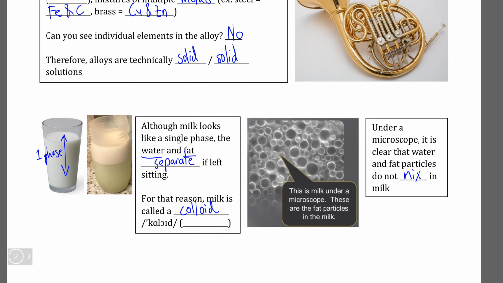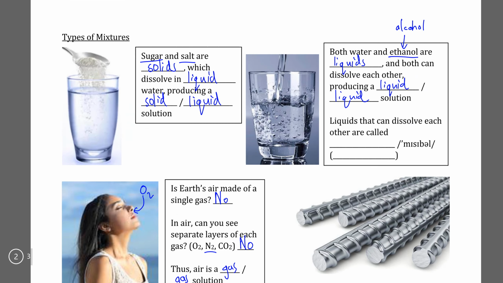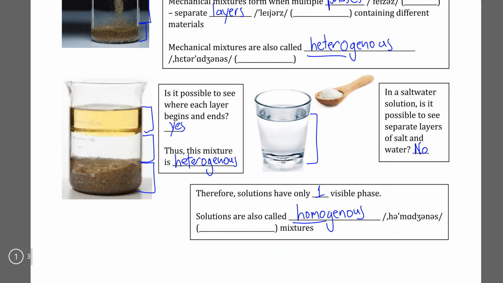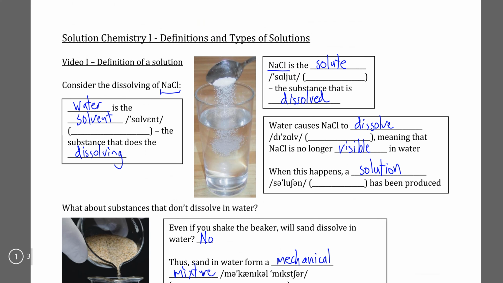In the next video, we're going to look at one of the different types of reactions that is used in order to form some of the more common solutions that exist in our day-to-day lives.